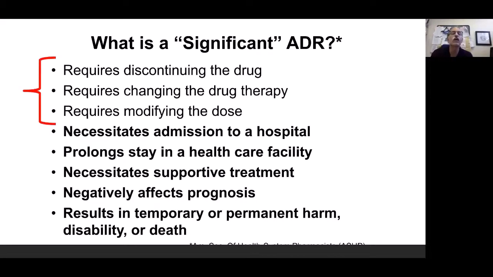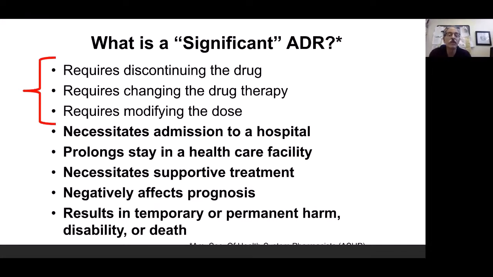All right, so that's an adverse drug reaction. What constitutes a significant adverse drug reaction? A significant adverse drug reaction meets any one of the following criteria. You have to stop or change the drug therapy, or you may have to modify the dose. Those are bracketed here because those are the sorts of things that are relatively easy to manage in the clinic setting. The ones below that, however, are usually beyond our ability to manage in the clinic. They may end up in the hospital.